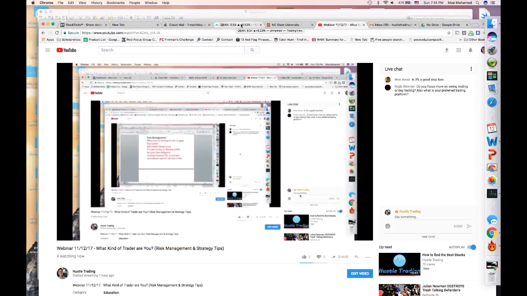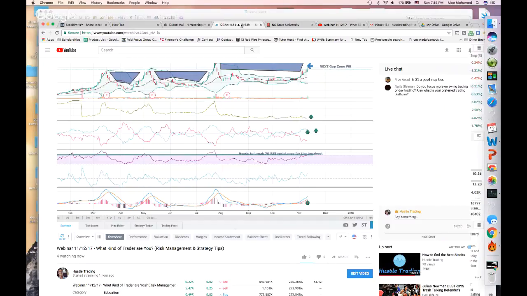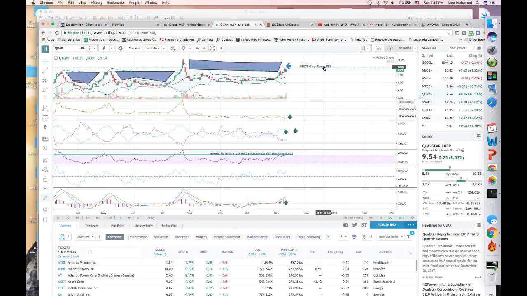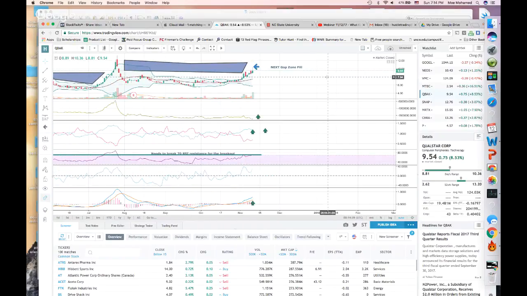3% is on the lower end. I usually do 3 to 5%. But yeah, I'll look at my potential gain and I'll take the percentage out of that.